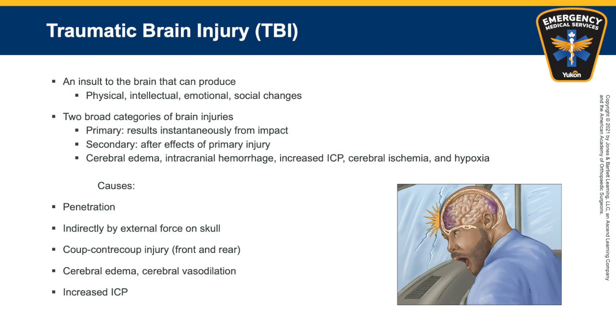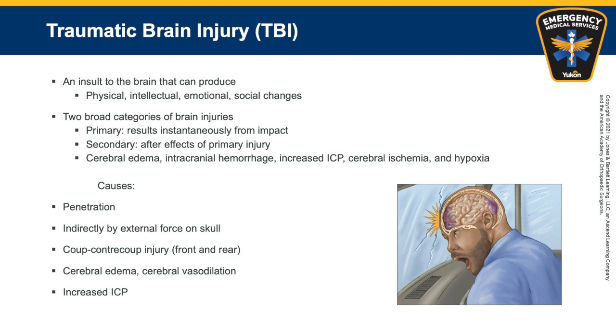Traumatic brain injuries. All right, this is a direct insult to the brain itself. It's put into two typical categories, your primary and your secondary, and they are typically caused by penetration, external forces applied to the skull, your coup contrecoup injuries, those are your whiplash that you will see in a car, and anything that causes cerebral edema or an increase in ICP.